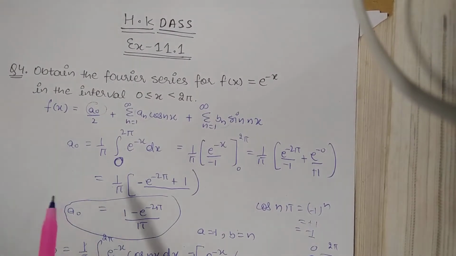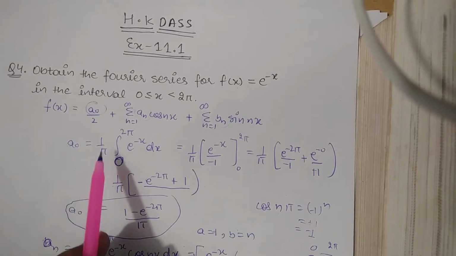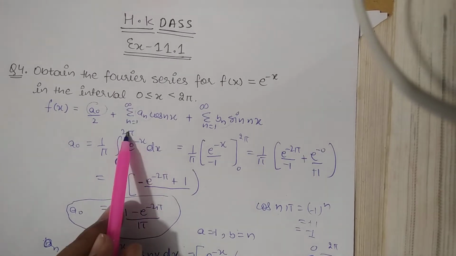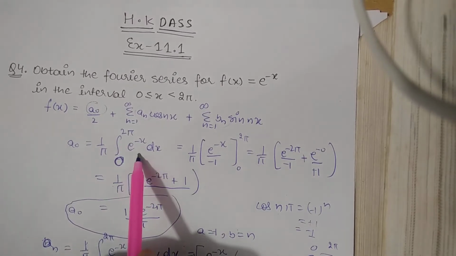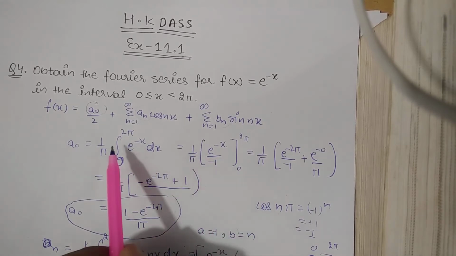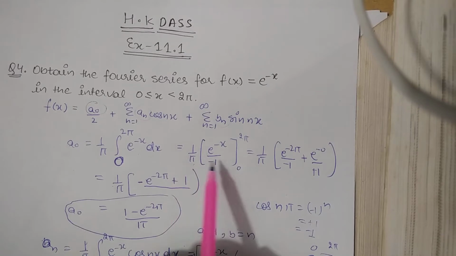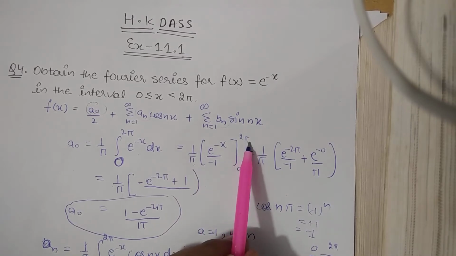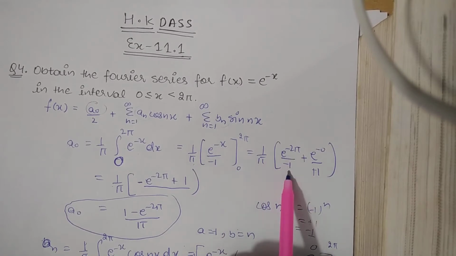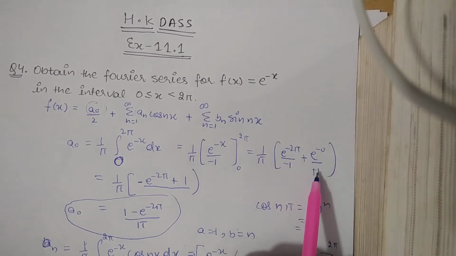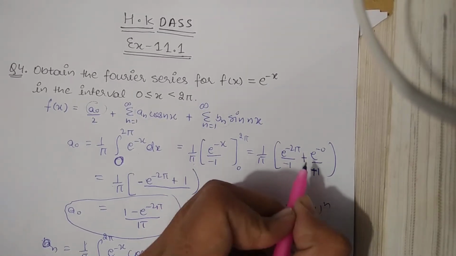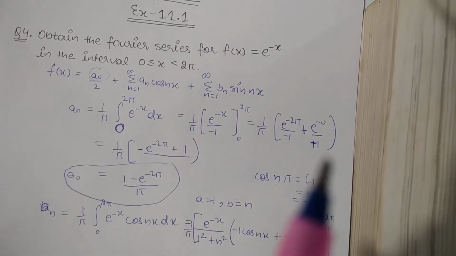So here I am putting the formula of a naught, and we will get 1 by pi. We have to integrate the function, that is e power minus x from 0 to 2 pi. The integration of e power minus x will be e power minus x by minus 1. Putting the limits from 0 to 2 pi, we get 1 by pi times e power minus 2 pi by minus 1 minus e power minus 0 by minus 1. So this minus and this minus will be plus only.